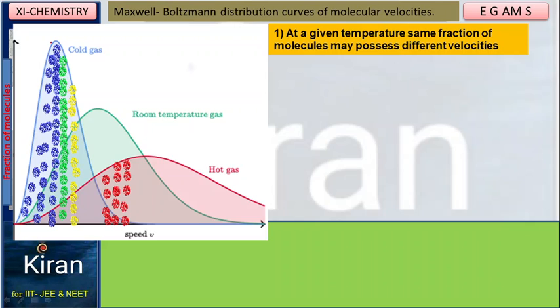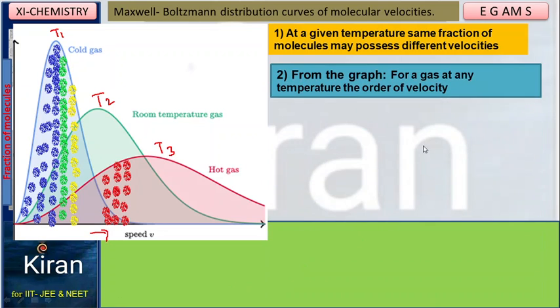When you observe the given temperature, this is T1, cold gas. This is T2, room temperature, and hot gas, this is T3. When you observe this cold gas, the molecules inside will have different velocities. Another gas also has different velocities. Whatever the temperature, at a particular temperature the molecules will have different velocities. Some molecules have less velocity, some have high speed.